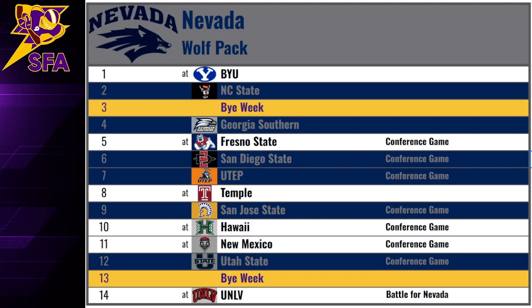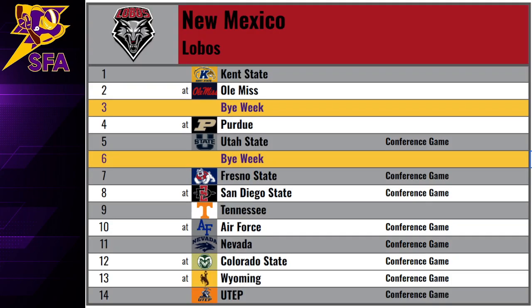Now we got Nevada. Got BYU, NC State, Georgia Southern, and Temple. New Mexico, we got Kent State, Ole Miss, Purdue, and Tennessee. So Tennessee getting New Mexico. It's interesting.